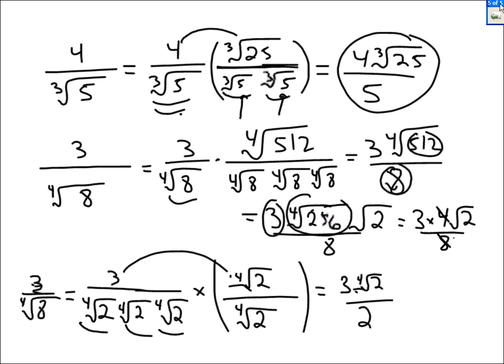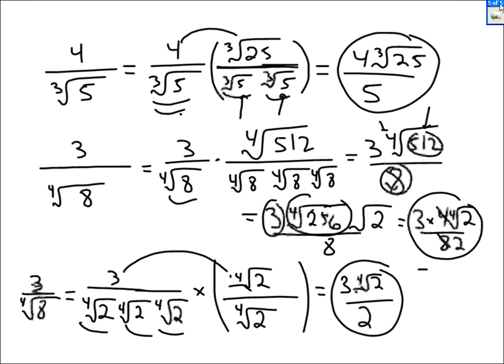Well, 4 goes into 8 2 times. So what's going on? Yeah, there should be another 4 here. 4th root. So we get the same answer: 3 times the 4th root of 2 over 2. But it was brutal. It was hard. We had the 4th root of a large number.